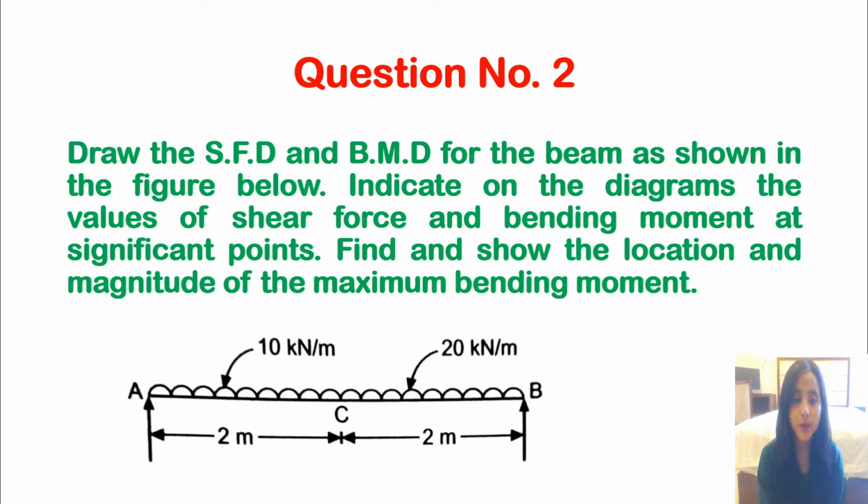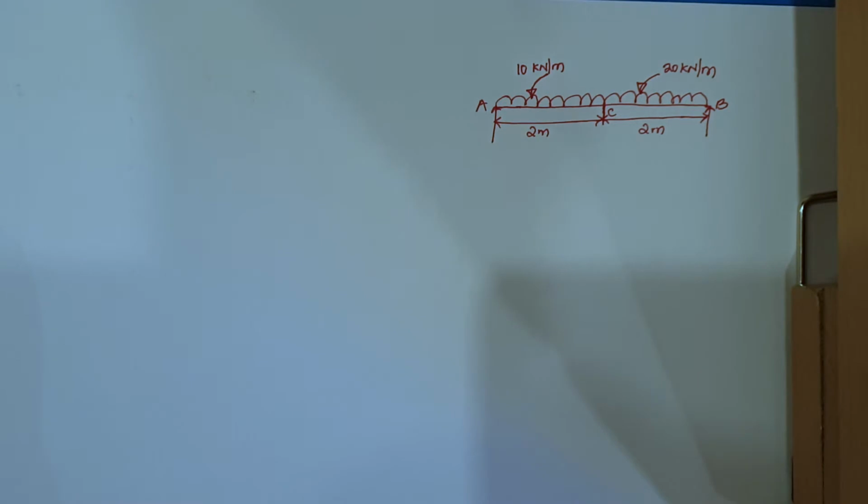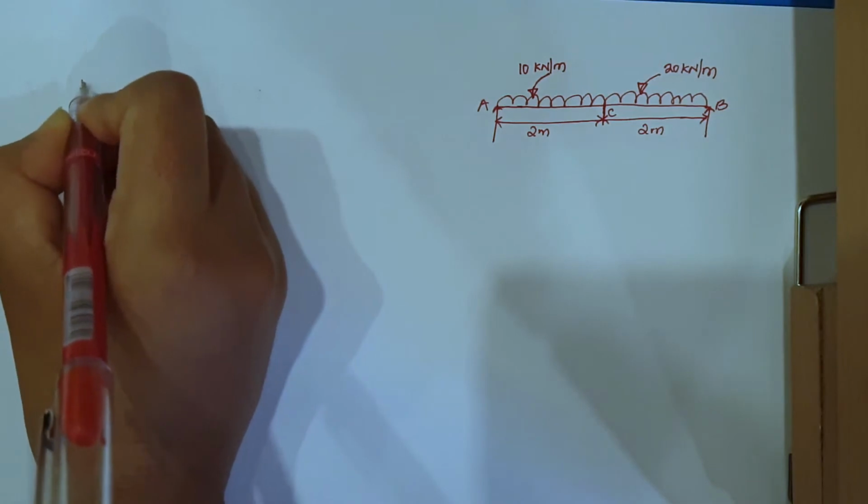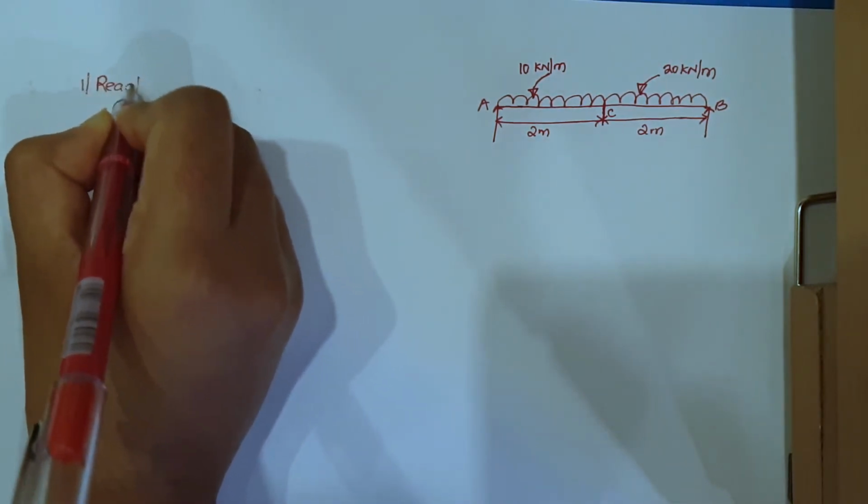So where does the maximum bending moment occur? Maximum bending moment occurs at a point where the shear force suddenly changes its sign from positive to negative, and that point is known as the point of contra shear. So we need to find the point of contra shear and then find the maximum bending moment at that point. So let us get started. For the second numerical, the diagram is already given as shown in the figure here. Now let us start with finding its reaction. Number 1, reactions.